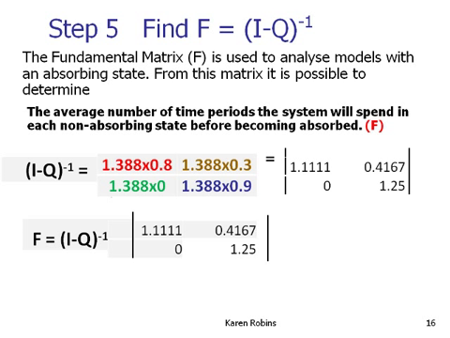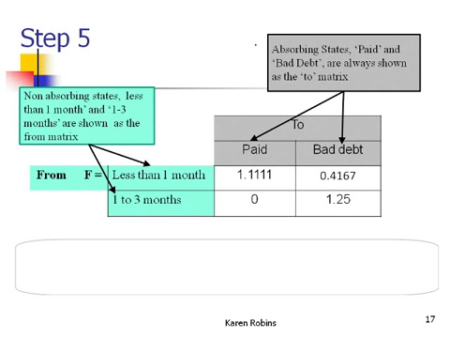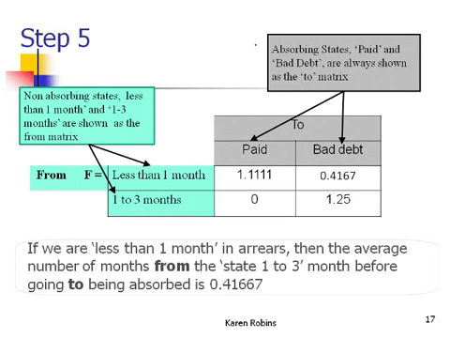So the calculation we've just done says that for less than 1 month in arrears to become fully paid, it takes 1.11 time periods. So again, the number of time periods or months of going from 1 to 3 months in arrears to a bad debt situation is 1.25 months.